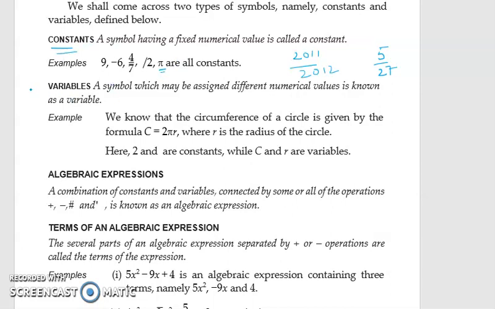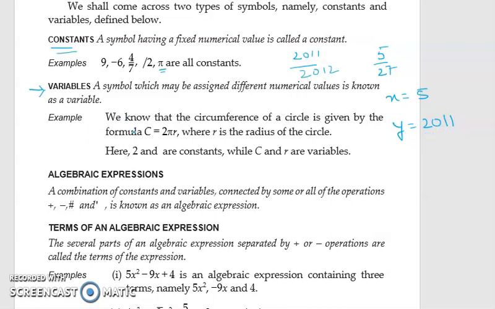Now what are variables? A symbol which may be assigned different numerical values is known as a variable. Suppose I write x is equal to 5. So what is a variable? This x is a variable, and I'm assigning a fixed value 5, which is called a constant. Suppose I write y is equal to 2011. So what is the variable here? y. What is the numeric value? Constant 2011. This is an example.